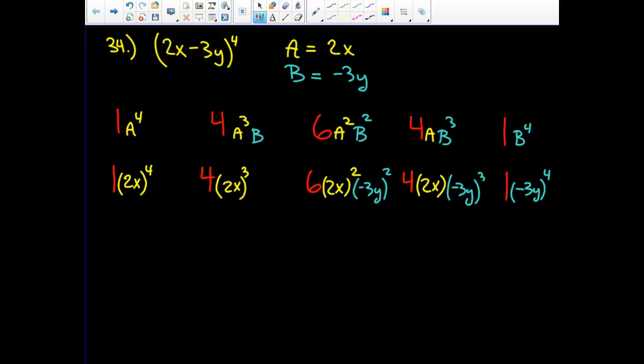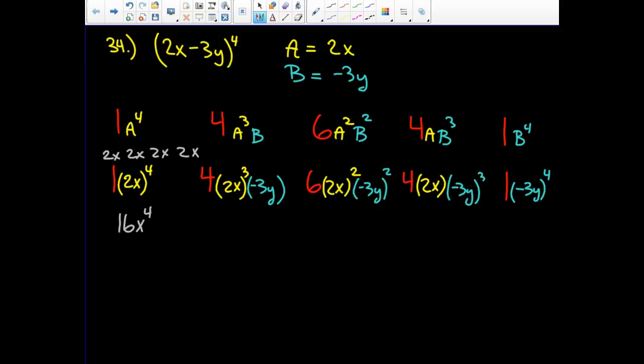And then negative 3y to the 1st. Okay, so now we just have to clean everything up and simplify. So the first term, 2x to the 4th, probably the biggest mistake here is people would say that's 2x to the 4th, just straight out. And they don't take the 2 to the 4th power. So remember, this is actually 2x times 2x times 2x times 2x. So you have to take 2 to the 4th as well, which is, what is that, 16? 16x to the 4th. Okay.